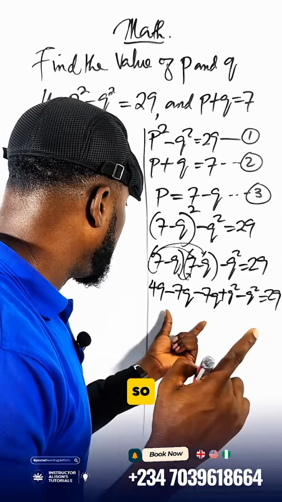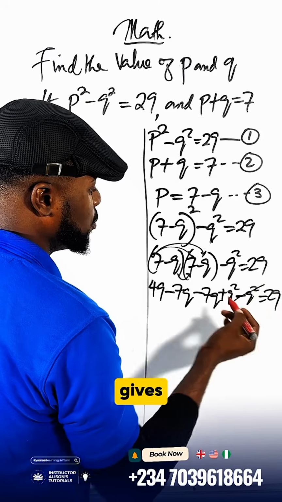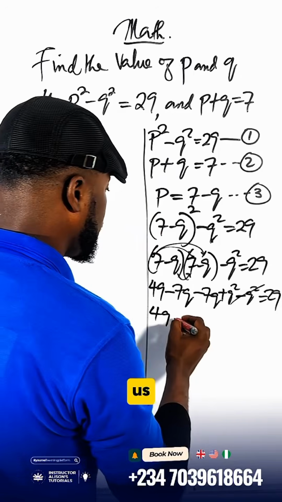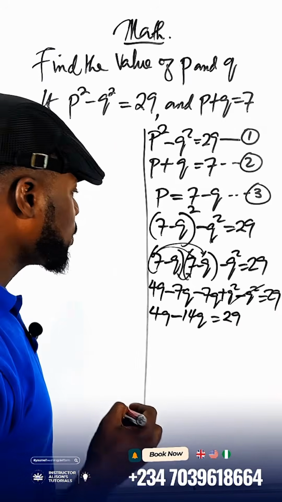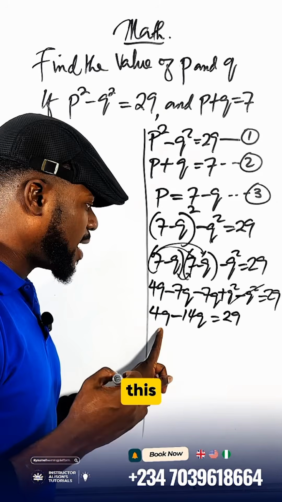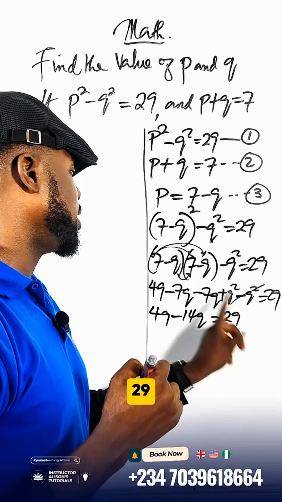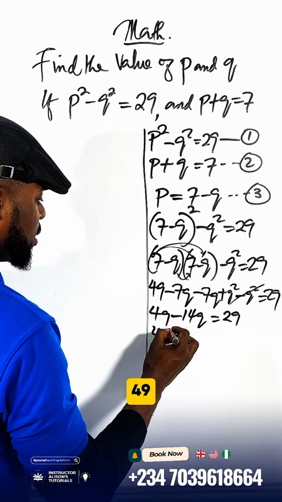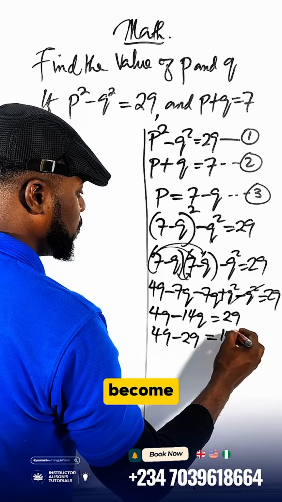We're making progress. So at this point, you can see that this will eliminate itself. Q squared minus Q squared gives you 0. And then we're having 49, minus 7Q minus 7Q will give us minus 14Q equals this particular 29. So what is left? If you want to get the final value for Q, you can decide to pull this guy across. Or you can pull this minus 14Q over there and then 29 over here. Either way it works. So you want to keep it simple. Let's bring this 29 over here. So we have 49 minus 29 equals, take this negative 14Q over to become 14Q.